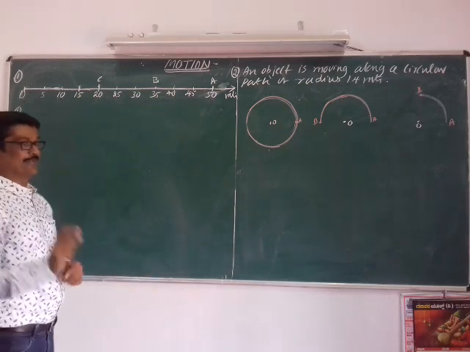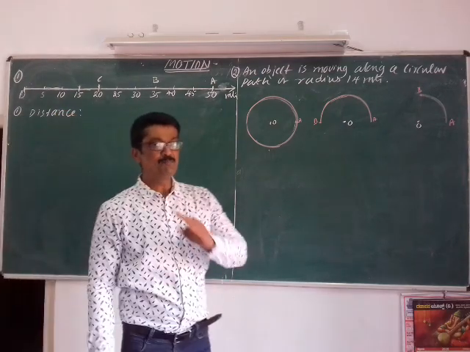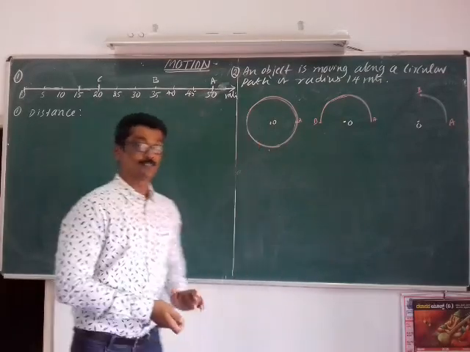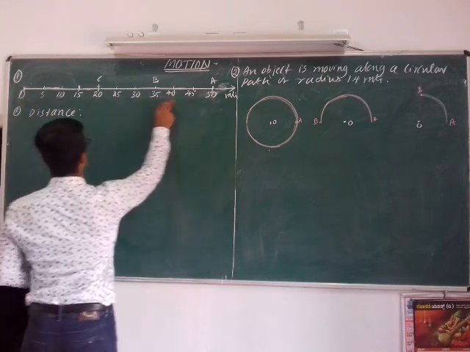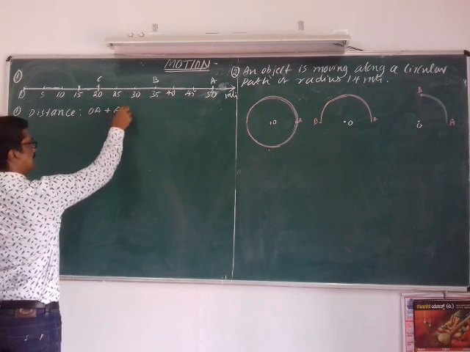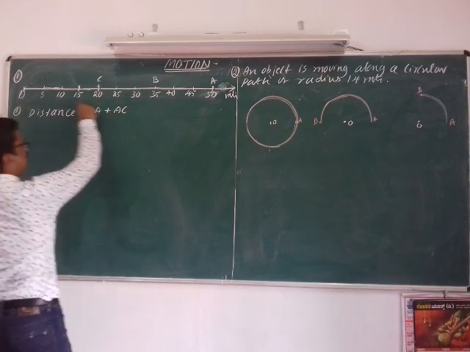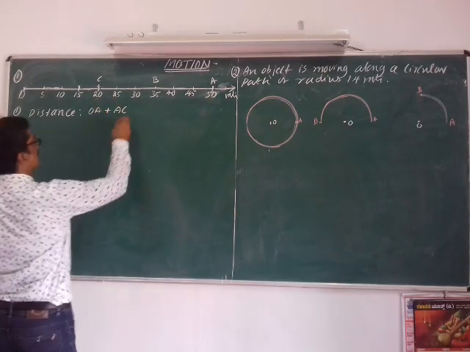Let me call this one as case 1. Case 1. So what is the distance? What is the definition for distance? Complete length of the actual path, or length of the actual path. So you have to take OA plus AC. You have to take the complete path, length of the complete path. So OA, first it reaches A and then it returns to C.